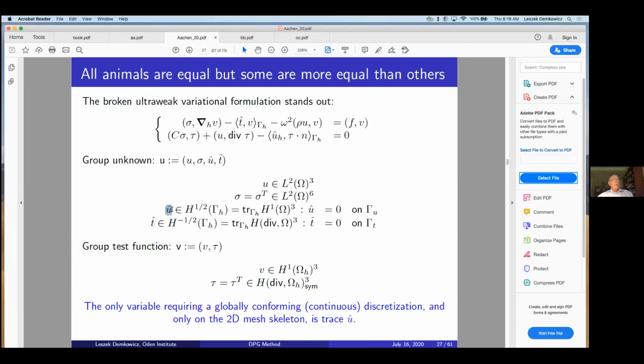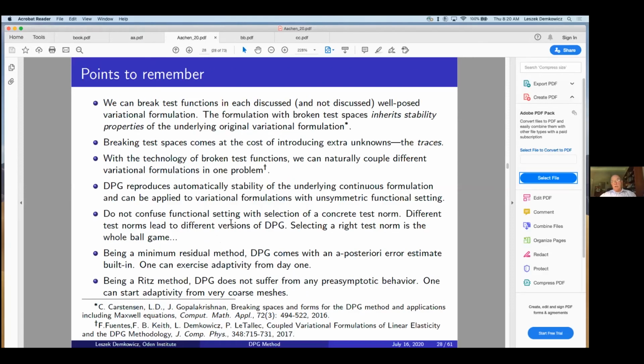The only conformity is in the discretization of the trace of displacement that has to be discretized with continuous elements, but only on the mesh skeleton. So the entire conformity assumption in this context has been reduced to the task of constructing continuous approximation for displacements, but on skeleton only. I will come back to that point later. Okay, so in that sense, this ultra-weak variational formulation is special because you have minimum conformity assumptions.